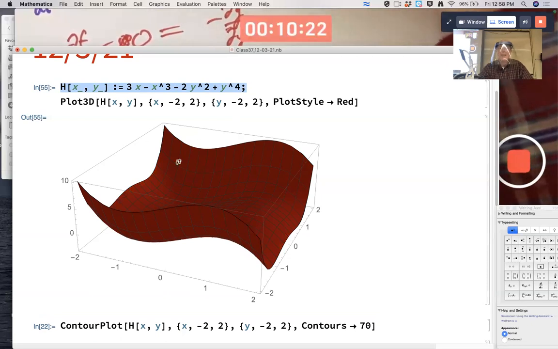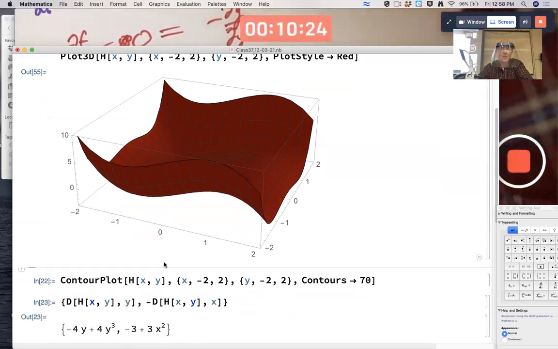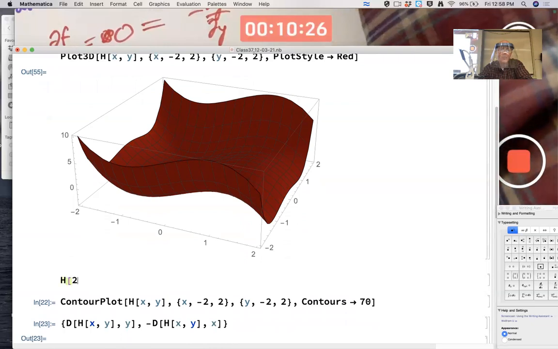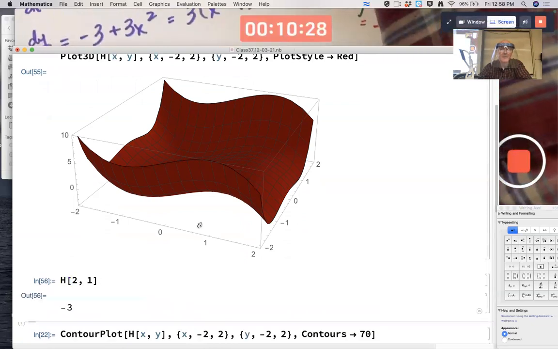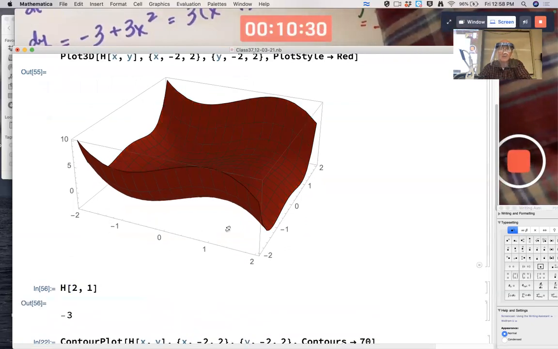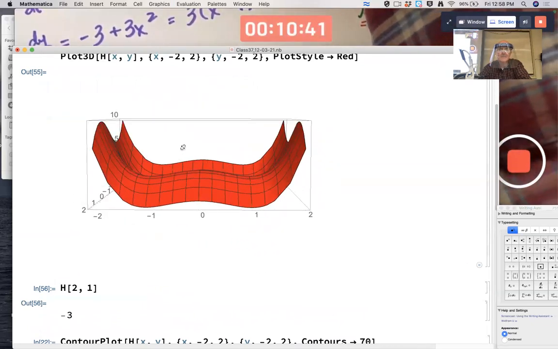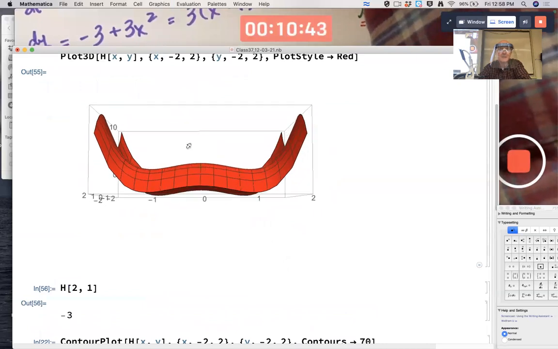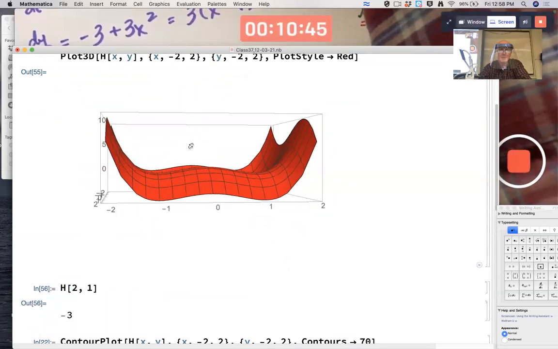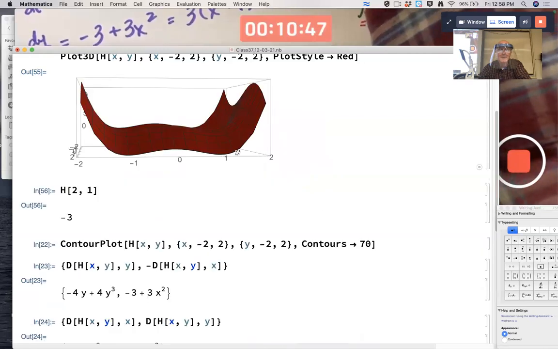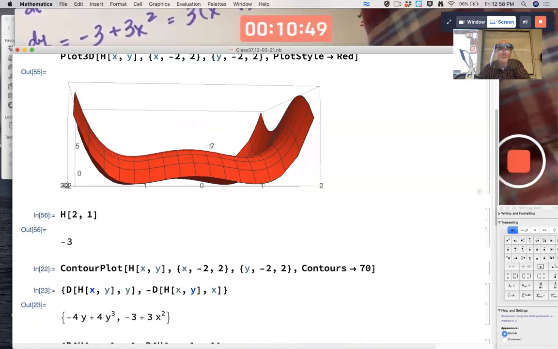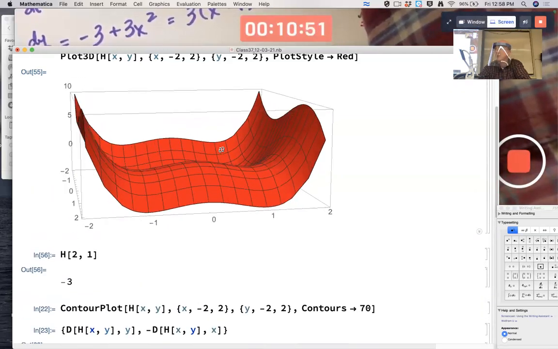For example, when x is 2 and y is 1, z is -3. When x is 2, when you're over here on the right, and y is 1, basically right above this point here, the z coordinate is -3. Can we see that? It's hard to tell for sure, but 0 is above the bottom of the box there. So yeah, this point right around in here is below 0.